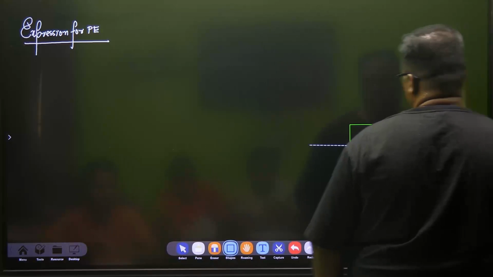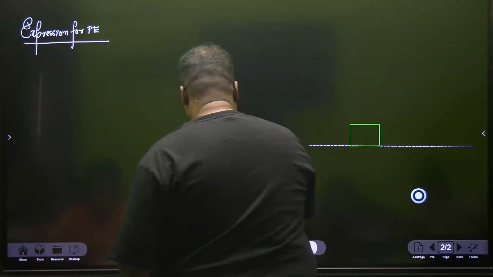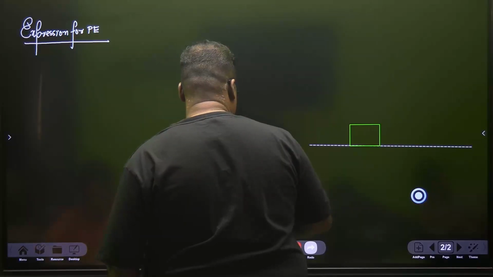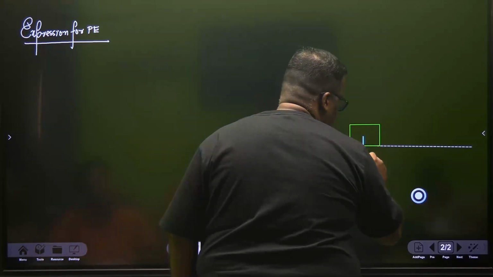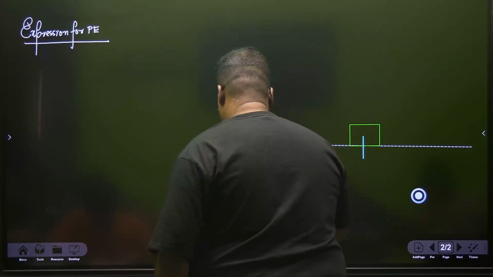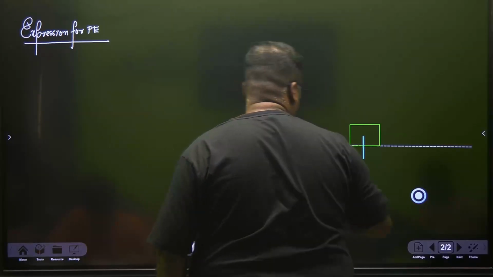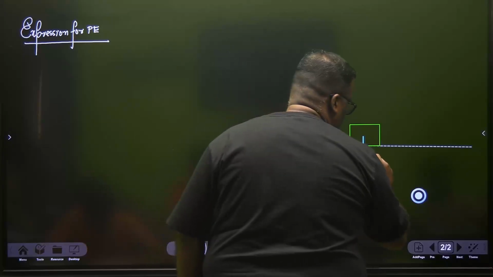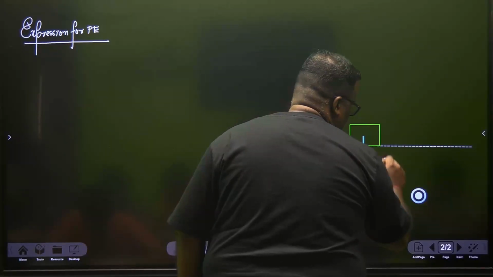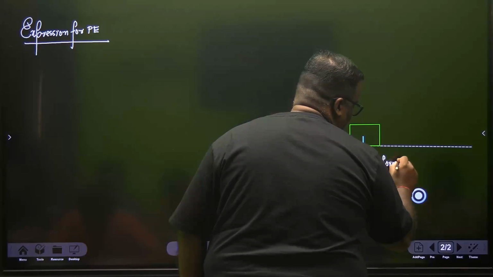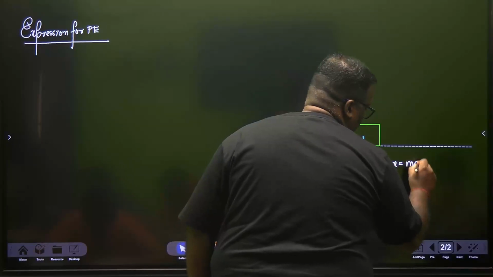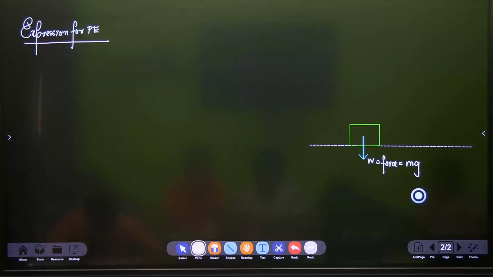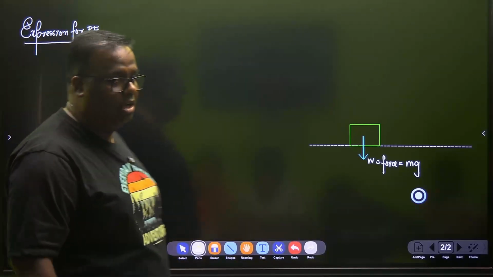Right, this is a body. Obviously, if this is a body, it should have some mass in it. And due to its mass, it should also have some weight. The weight of this body is also a force, equal to the mass multiplied by the acceleration due to gravity. I have explained this. Weight of a body, understood?